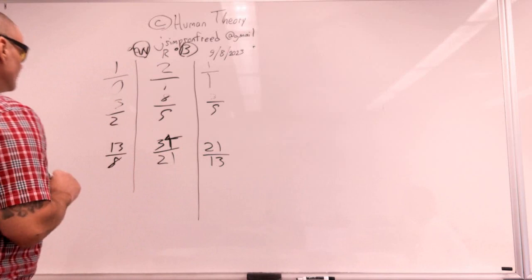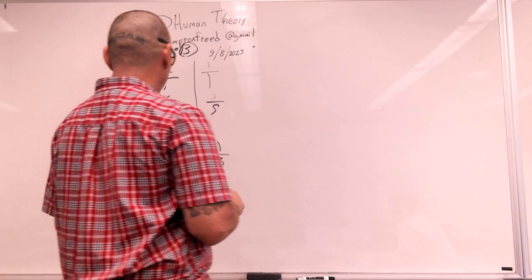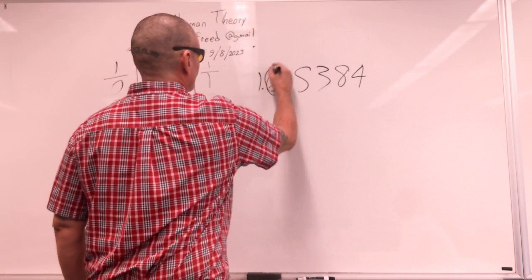Okay, starting with: divide 21 by 13 for me and give me all the digits. 1.6153 84 615. This starts okay. Yeah. Okay, let's take these right here.